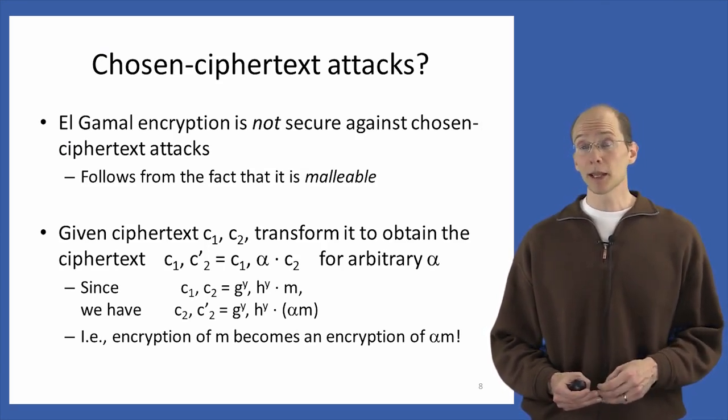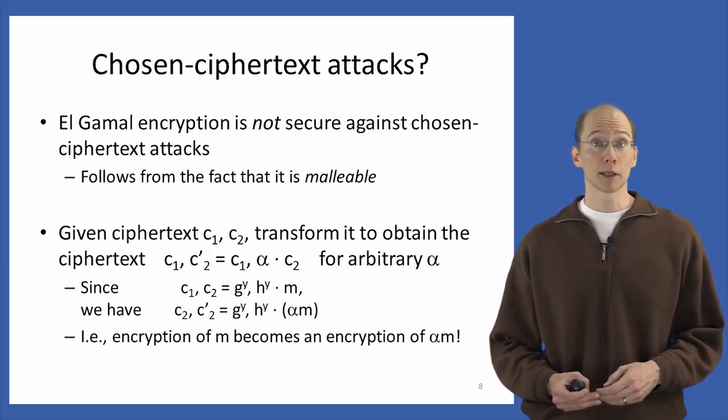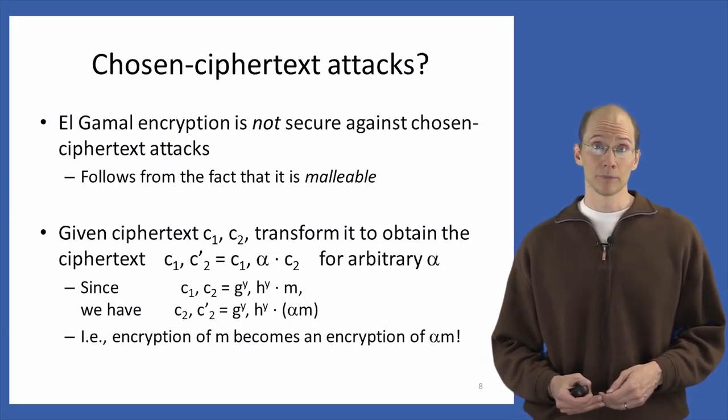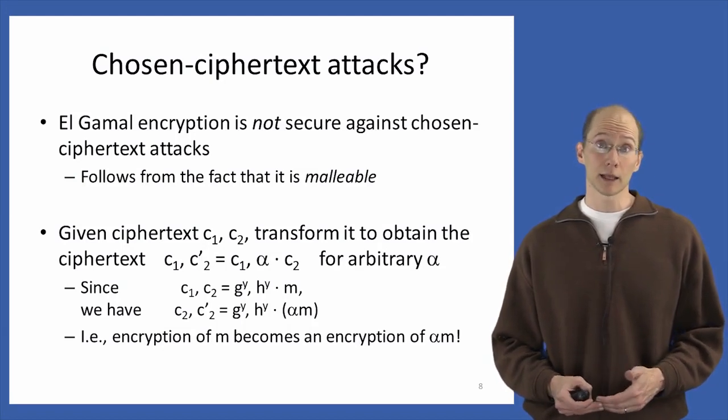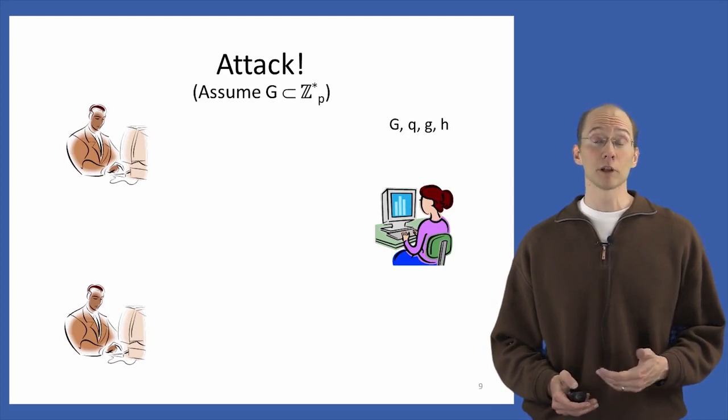What that means is that we've started with the encryption (C1, C2) of some unknown message M, and we were able to successfully transform it to an encryption of alpha M. That's exactly a malleability attack. Let's see how that attack could actually be useful in practice.